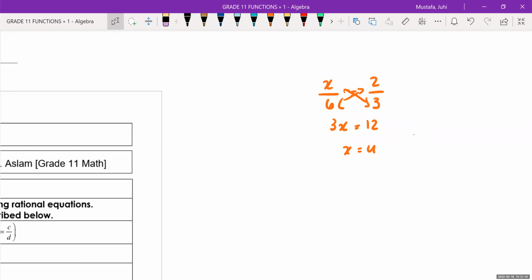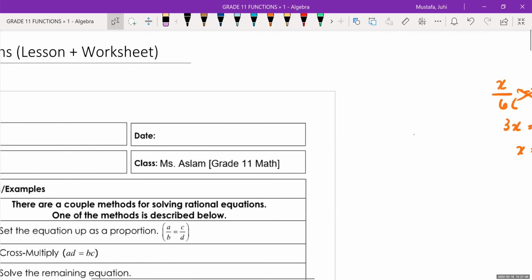That's an equal sign. Not a subtraction sign. No.